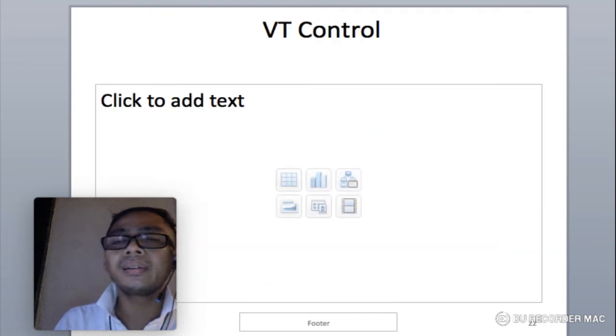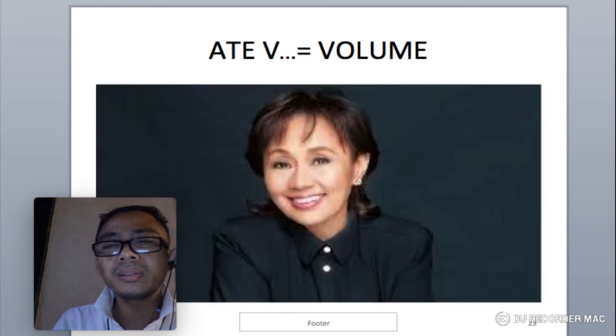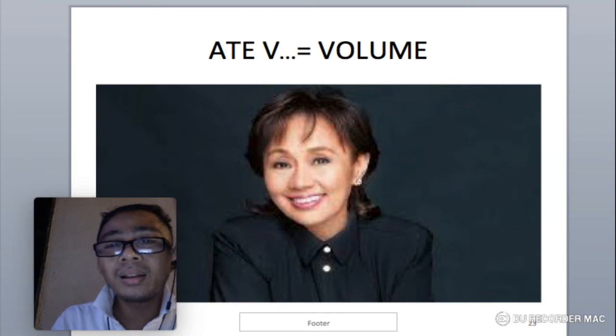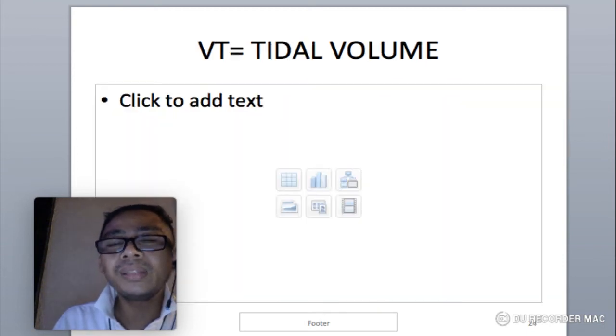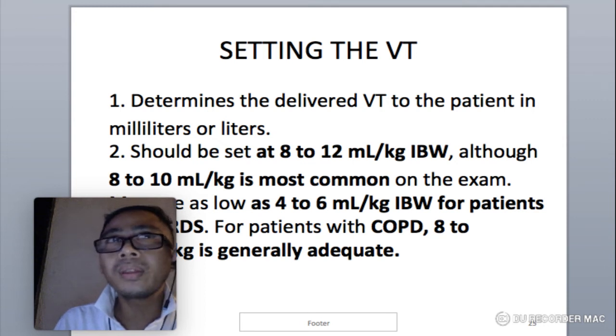We can hear another parameter like VT. What is VT? Just remember Vilma Santos or Ate V. The V stands for volume. So VT stands for tidal volume. Setting the tidal volume is one of the many parameters. To start with, in the very basic parameters, we have the tidal volume. We determine the delivery of tidal volume to the patient in milliliters or liters.